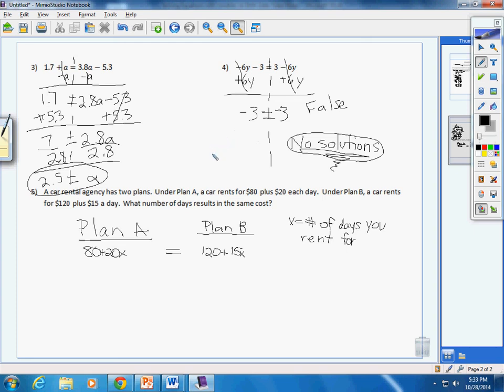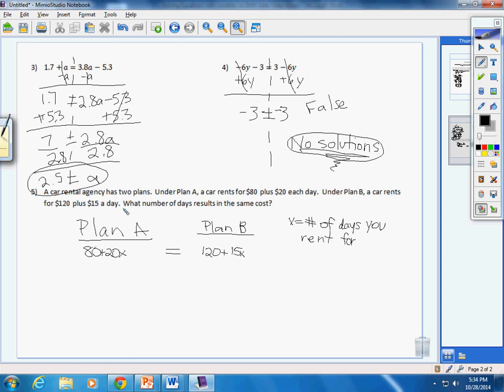Okay, we got one more example here. Number 5, a car rental agency has 2 plans. Under Plan A, a car rents for $80 plus $20 every day. Under Plan B, a car rents for $120 plus $15 a day. What number of days results in the same cost? Okay, folks, we're being asked to find. This is just like we're trying to write an equation for any given situation. We still have that 3-step process that you guys were given a couple days back.